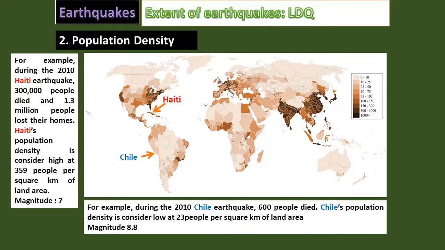Let's look at the two examples of earthquakes that hit Haiti and Chile in 2010. Even though the magnitude that hit Chile was higher at 8.8, the damage was less compared to Haiti. One of the reasons is because Haiti is more densely populated than Chile. As such, it experienced greater damage.